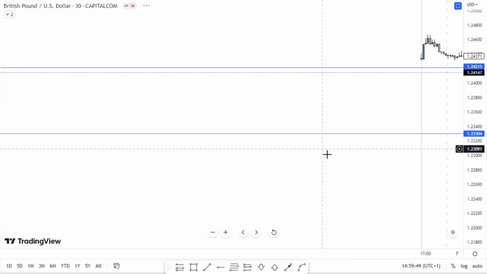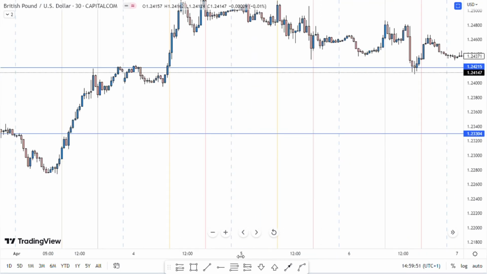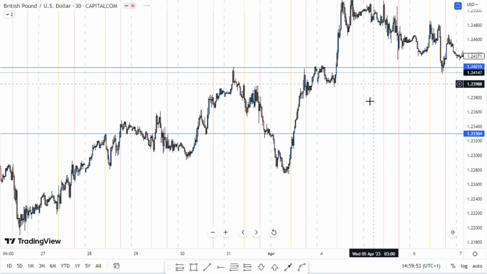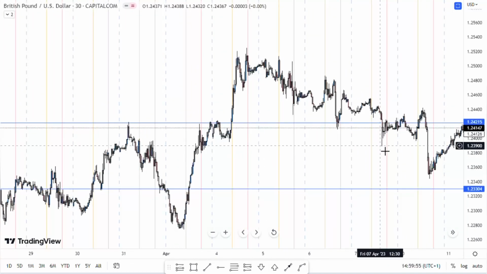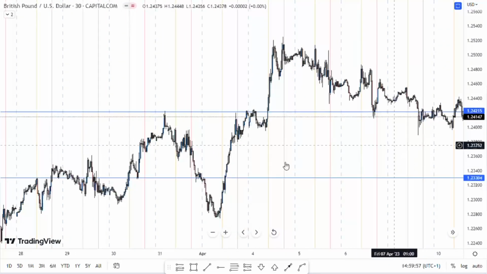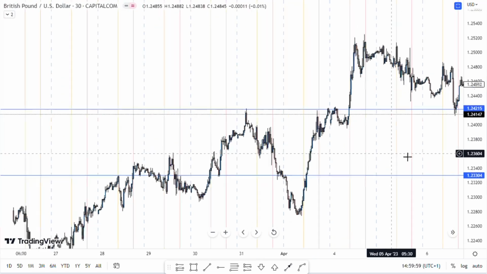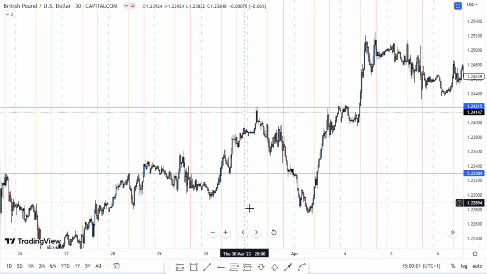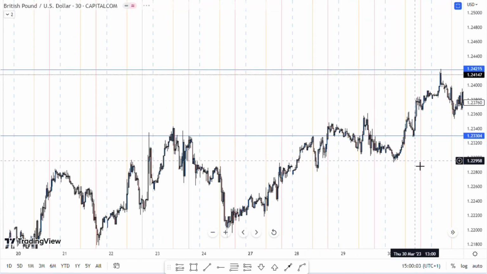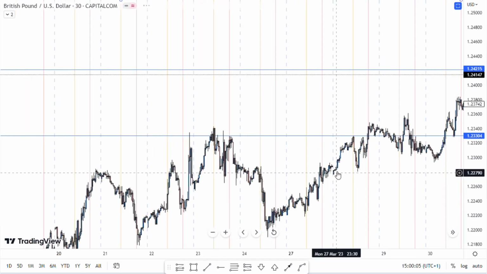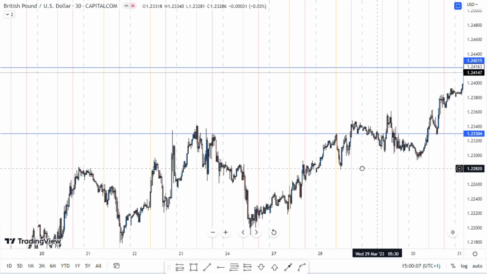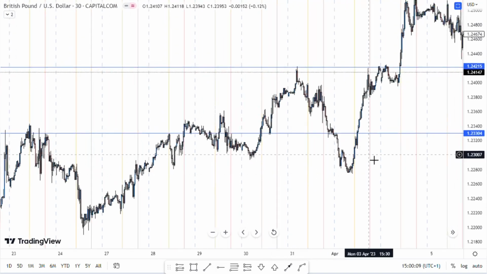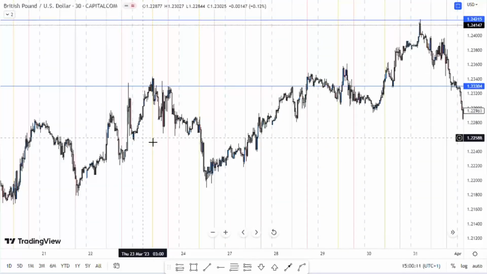Just keep on trying before you get another winning trade. Literally, I wanted to show you guys a sell trade before I call it a close. I don't want this stuff to really go much against us.